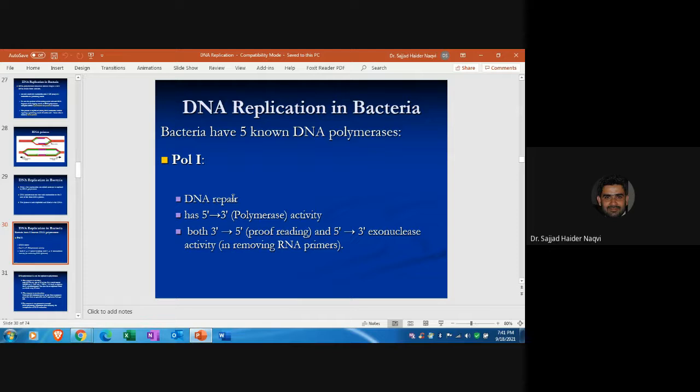So polymerase 1 has a function of repair. It has a function which is the basic function of any DNA polymerase, which is 5' to 3' polymerase activity. It has a function of proofreading in the direction of 3' to 5'. It has a function of 5' to 3' exonuclease activity, and it also removes the RNA primer once the process of replication is complete.